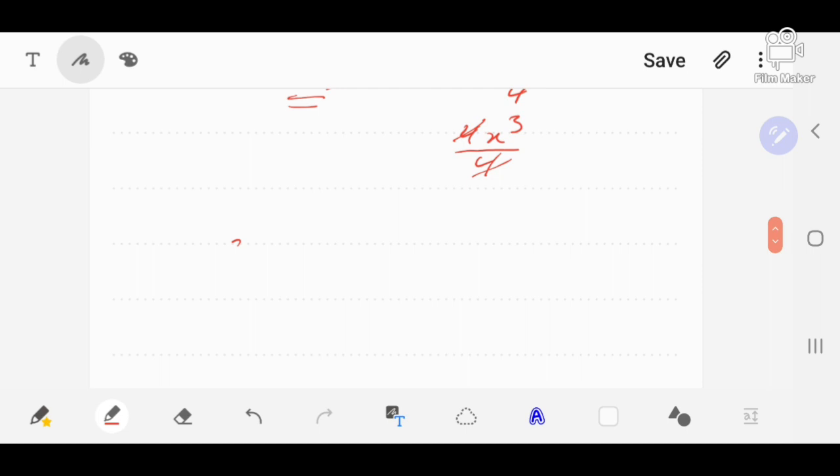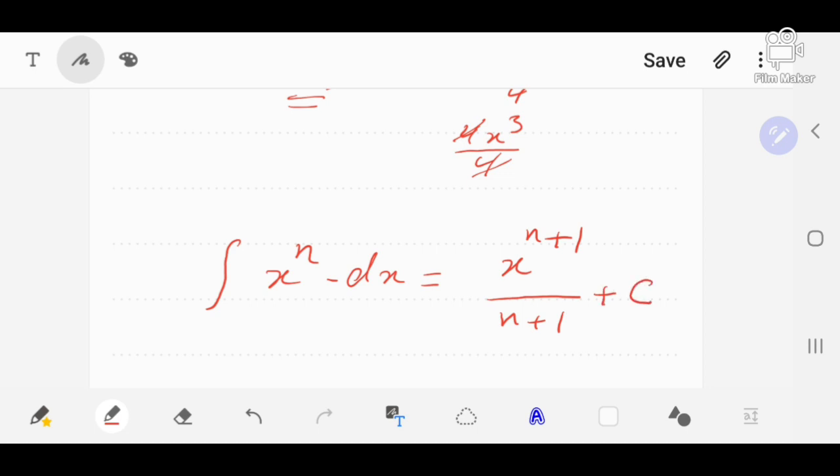If you want to integrate anything to the power of n, x to the power of n, not anything, if you want to integrate x to the power of n, that will immediately be equal to x to the power of n plus 1. So you will add 1 to the power, and don't forget to divide by the new power. And of course, there is always a possibility of constant c.